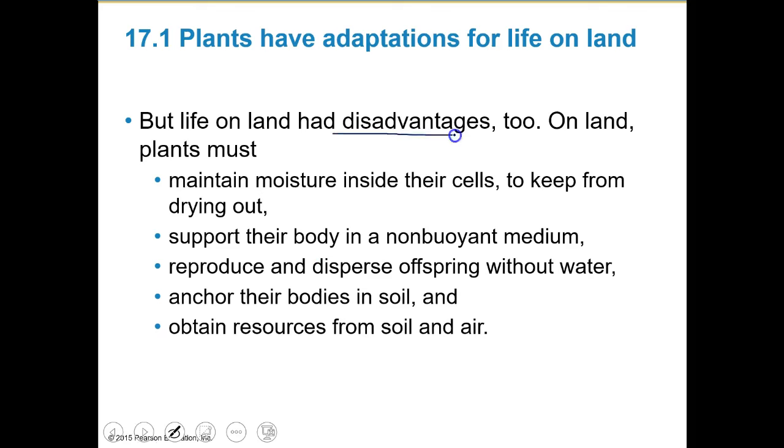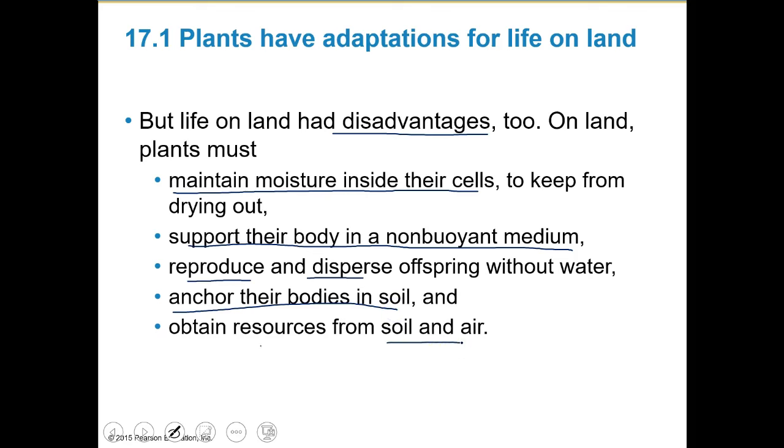However, it did have some disadvantages. On land, they had to maintain moisture inside their cells to keep from drying out, because if you're on land, the potential to not have a water source is great. They have to support their body in a non-buoyant medium, which means that they can't just float on top of the water and be okay. They've got to support themselves. They have to reproduce and disperse offspring without water. They've got to anchor their bodies into the soil and obtain resources from soil and air.